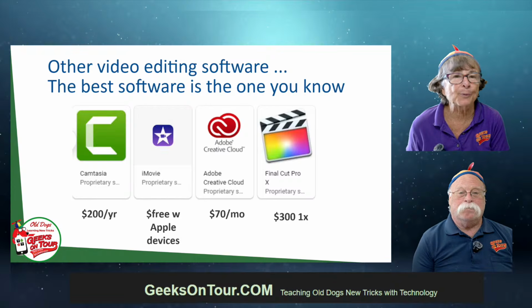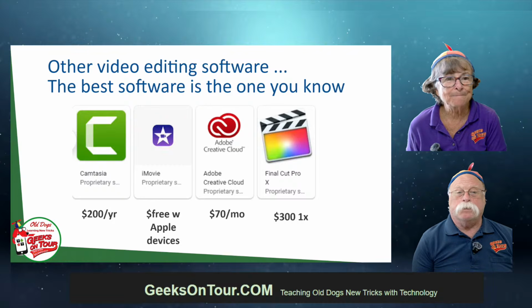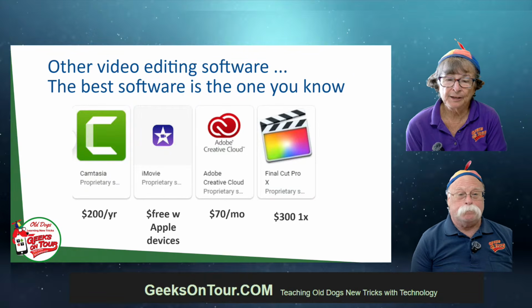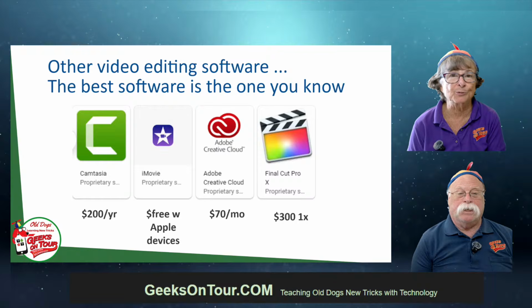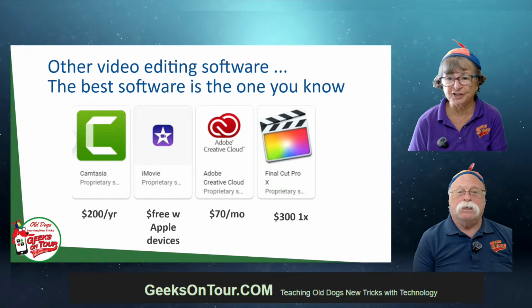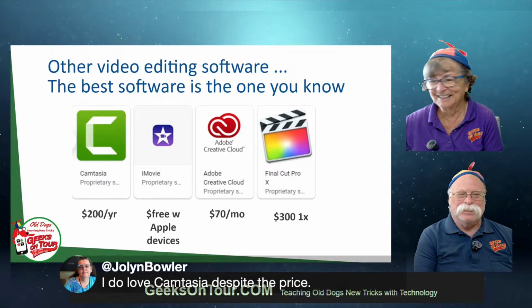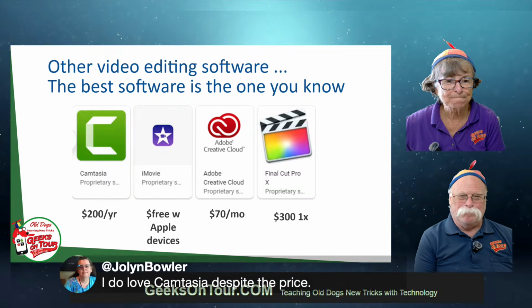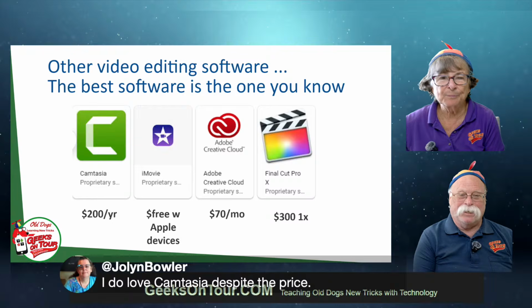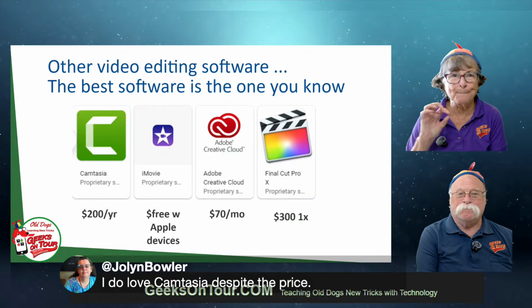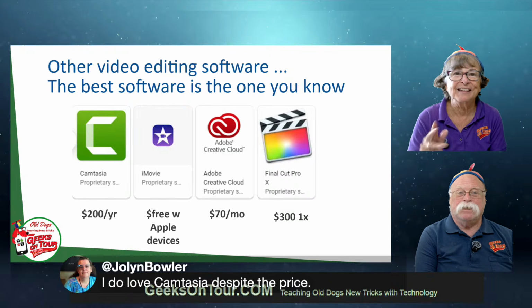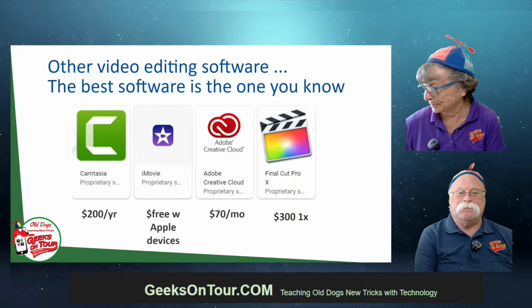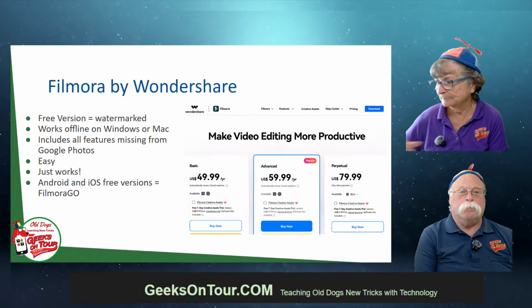And you can see the prices are all over the place. Final Cut Pro is one that's really highly regarded, but it's pretty pricey. It's professional. And I've been using Camtasia since the early aughts. John says she loves Camtasia despite the price. But they all have the same basic functionality that you saw in the video on ClipChamp.